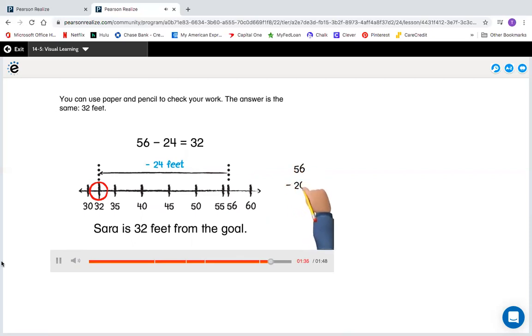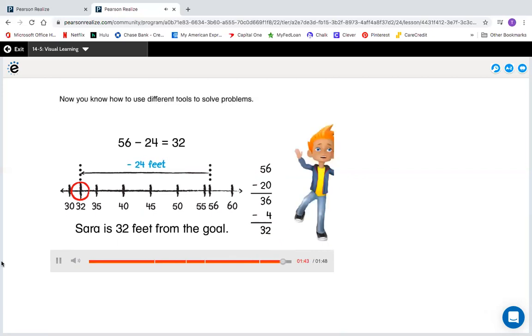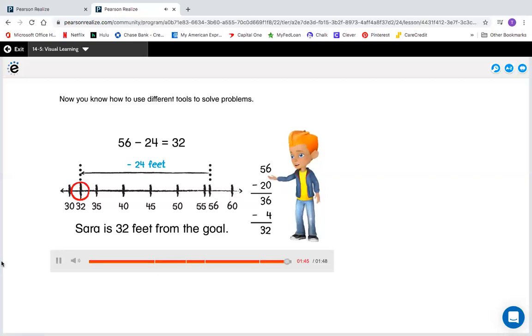You can use paper and pencil to check your work. The answer is the same, 32 feet. Now you know how to use different tools to solve problems.